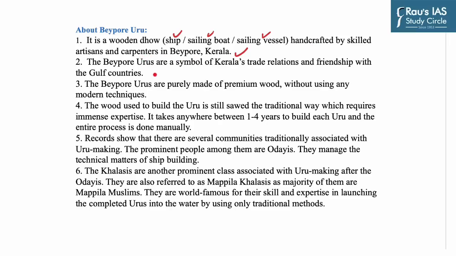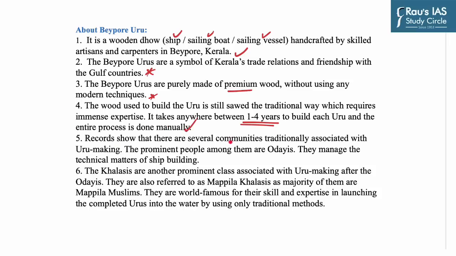Beypore Urus are a symbol of Kerala's trade relations and friendship with the Gulf countries. The Beypore Urus are purely made of premium wood without using any modern technique. The wood used to build the Uru is still sawed the traditional way, which requires immense expertise. It takes anywhere between 1 to 4 years to build each Uru, and the entire process is done manually.